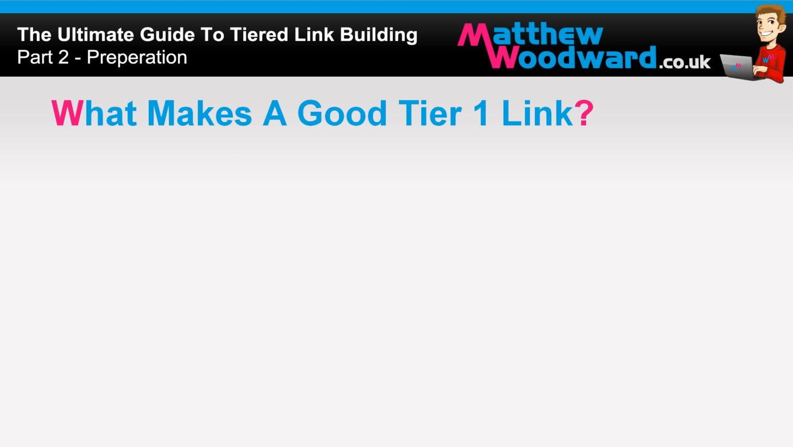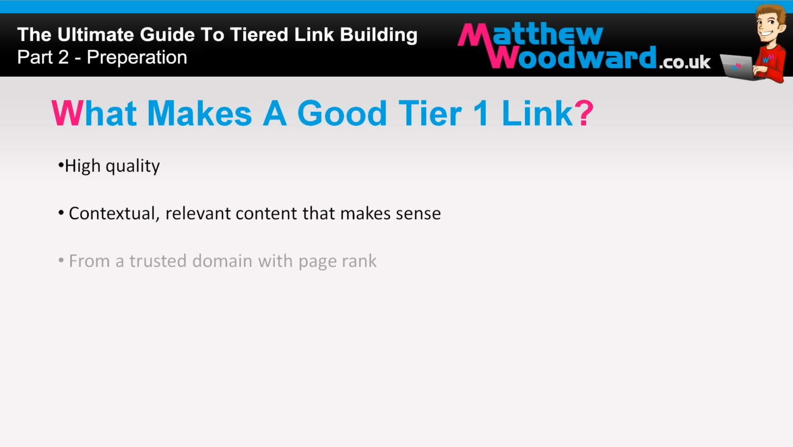I just wanted to recap quickly on exactly what makes a good tier 1 link. I know we covered this in the last video, so I'll make it very quick. It should be high quality, contextual, and surrounded by relevant content that makes sense. Ideally, these links will be built on domains that Google already trusts and carry a low risk of being deleted or removed in the future.